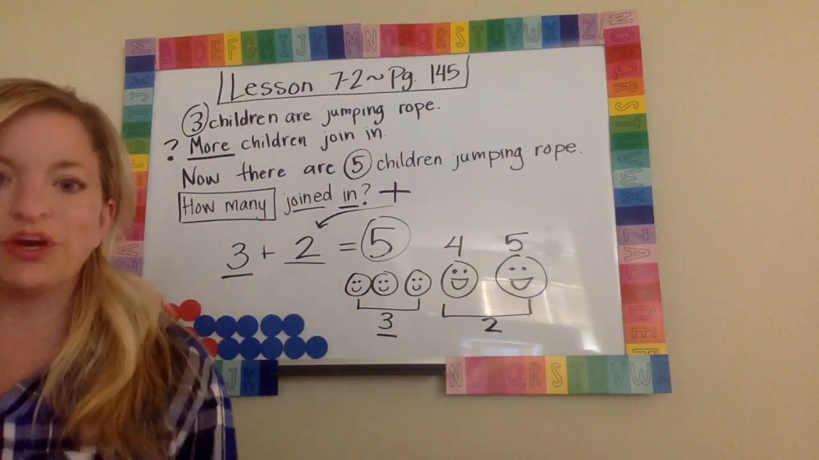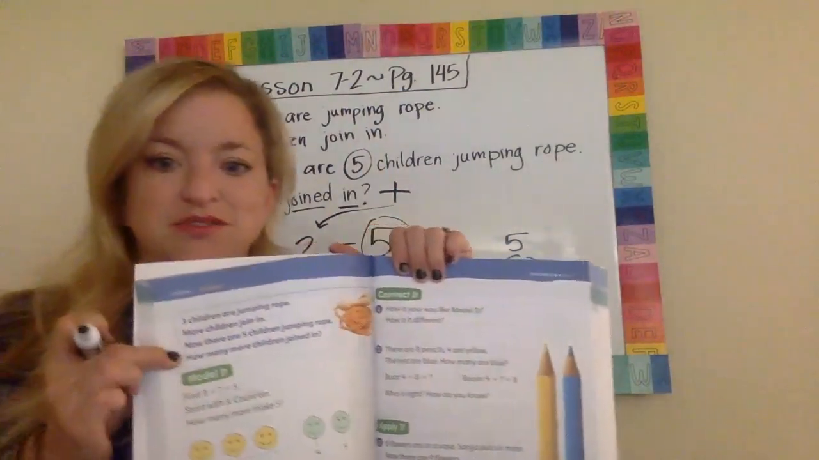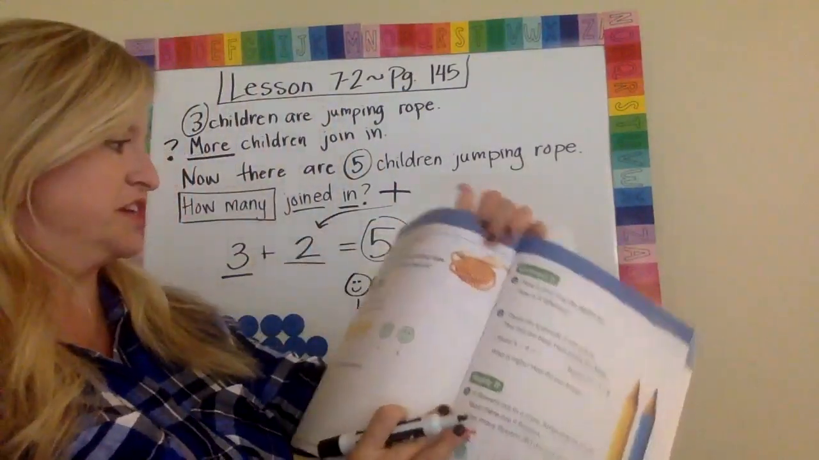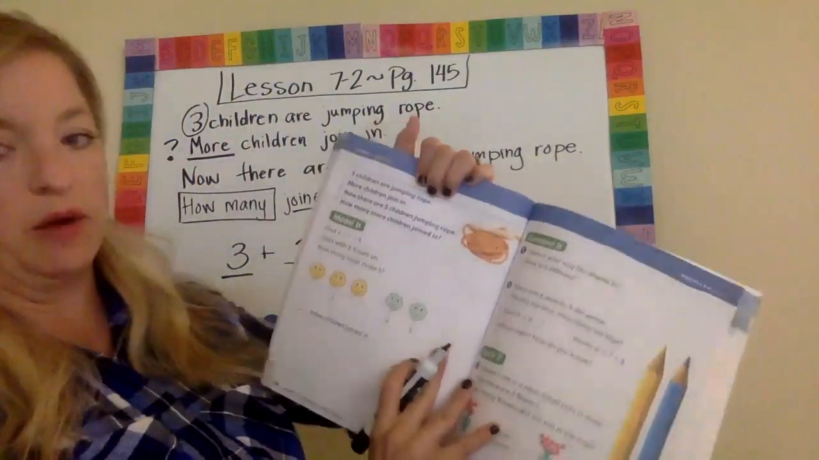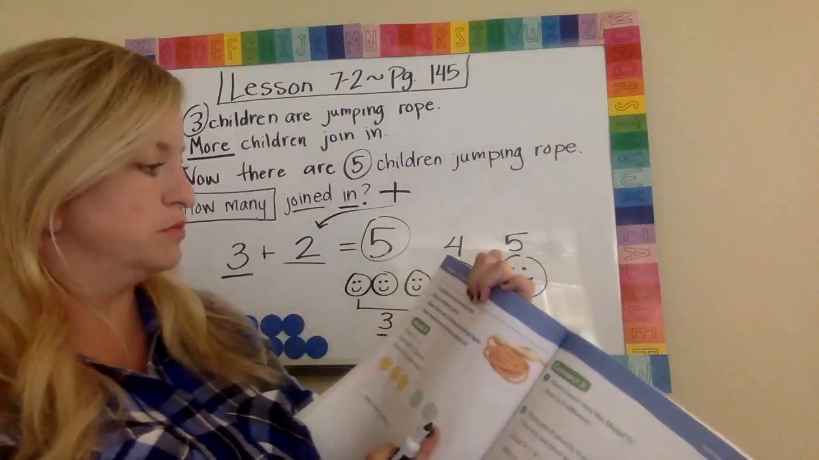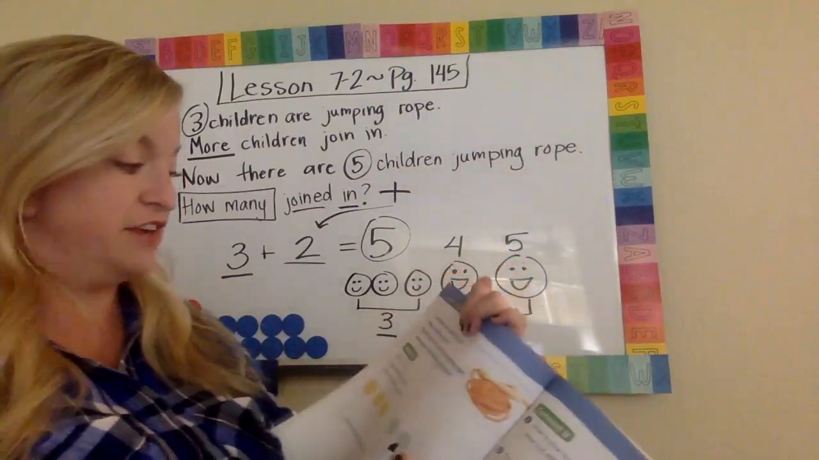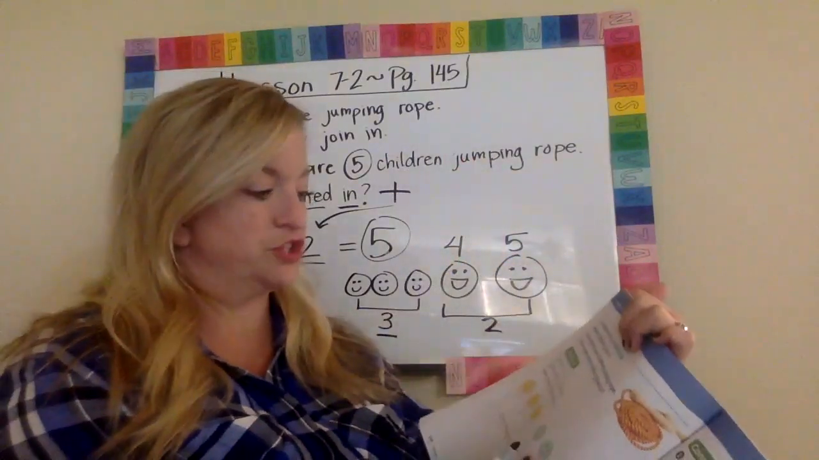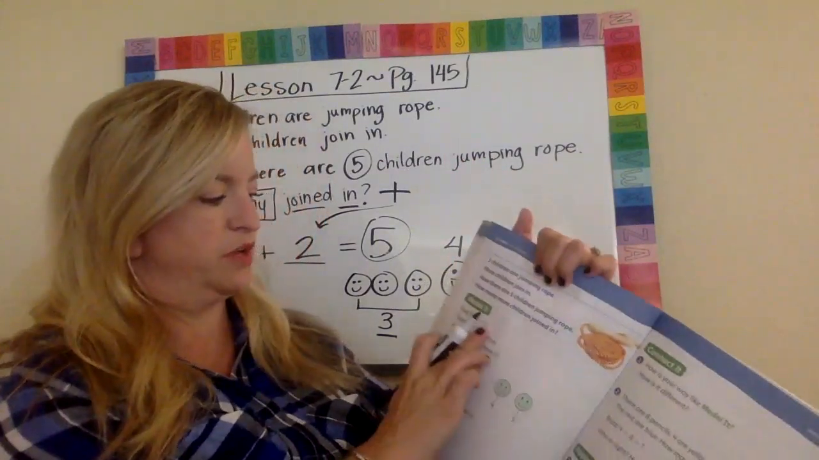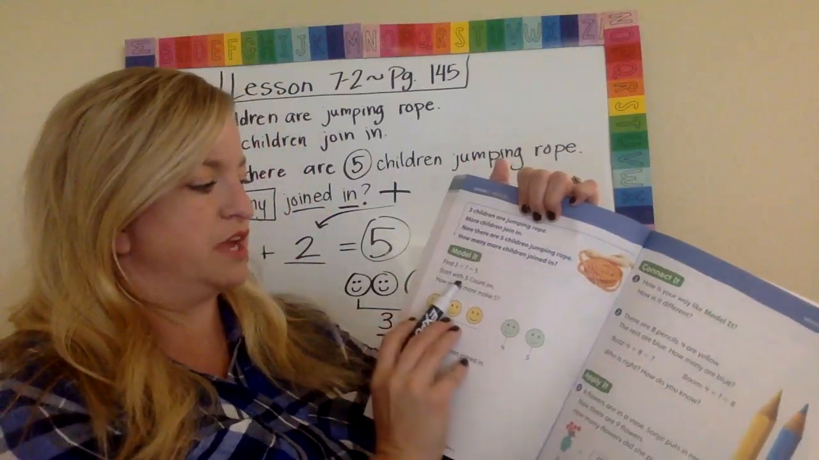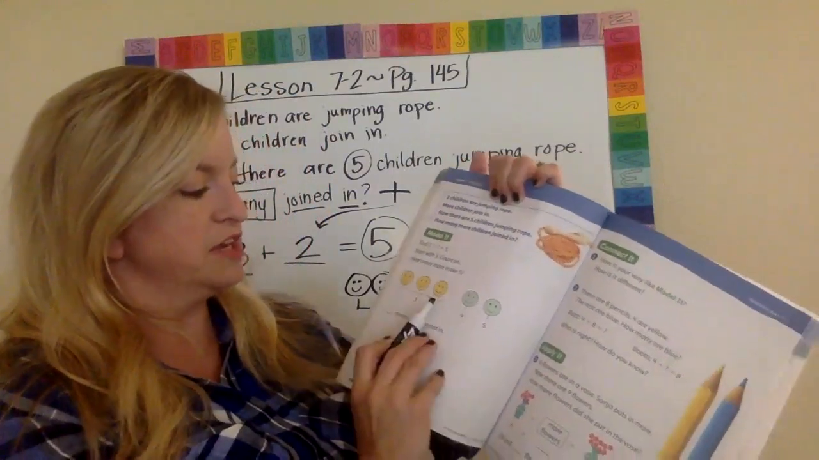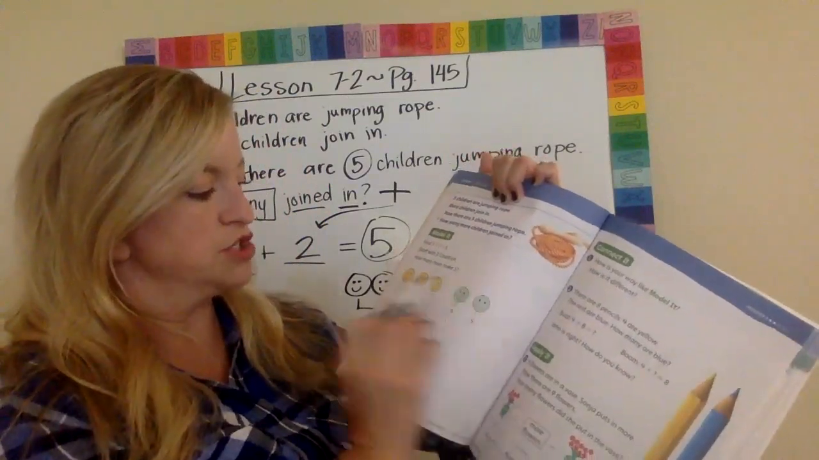On the next page, what you're doing is you're connecting it. So it says model it, and this is just putting it together. So it restates the problem. That means it tells you the problem again. 3 children are jumping rope, more children join in. Now there are 5 children jumping rope. How many more children joined in? Find 3 plus, I don't know, equals 5. Start with 3, count on. How many more make 5? 3, 4, 5. 1, 2.